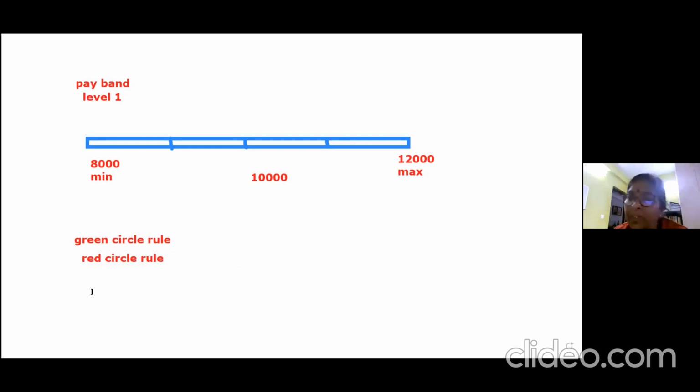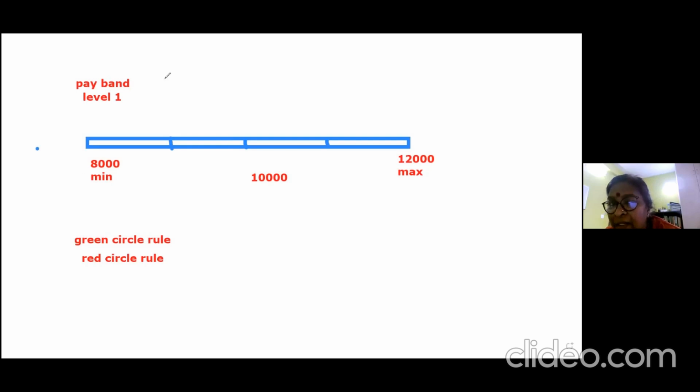Say, for example, Bala comes for an HR manager position or an HR executive position. He is getting right now a certain value below this minimum, below 8,000. But you cannot say that I will give him a little more than that, which is lesser than your 8,000.